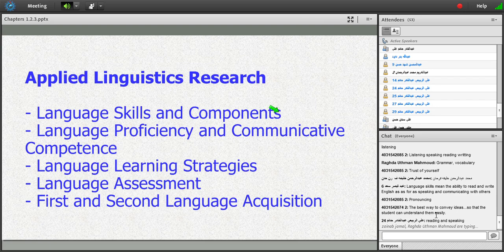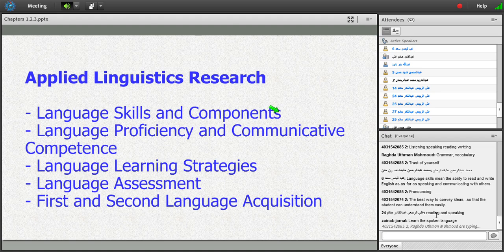Can you give me some topics related to the skills and components in applied linguistics? How the students learn the spoken language. Good. This is one topic that has been studied before. What else can you say as examples?